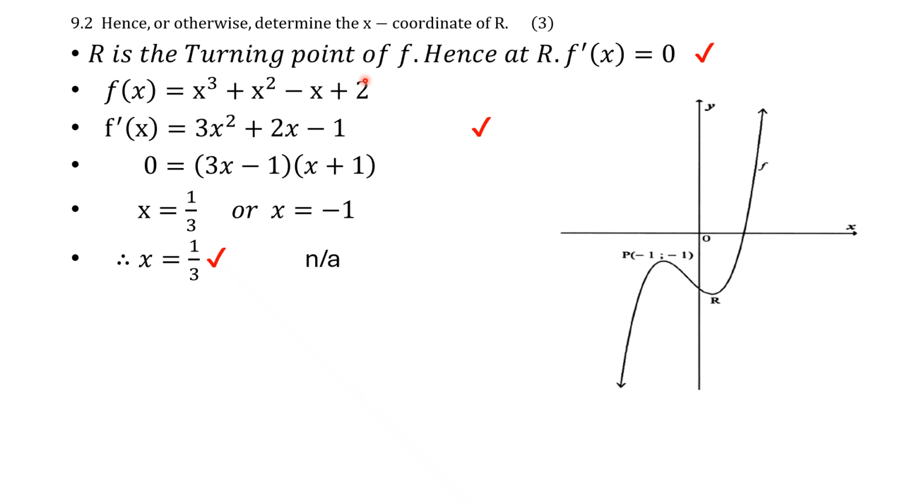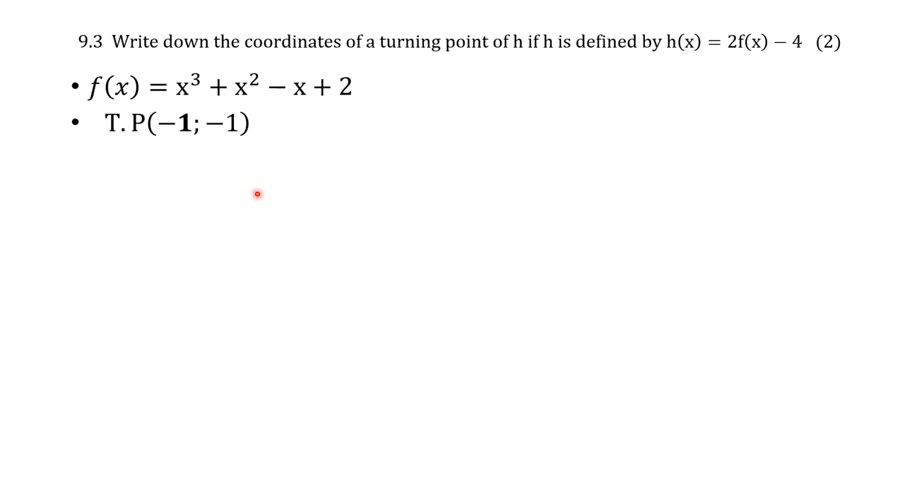Alright, so let's look at the next question. Right, so for 9.3 they say write down the coordinates of the turning point of h, if h is defined by h of x equals 2 times f of x minus 4, for 2 marks. So there we're working with f of x, the function. So we know f of x is x cubed plus x squared minus x plus 2. And we had a turning point at minus 1 and minus 1. For r, I didn't find the y value, so I'm not using r, but only the value of p, which is minus 1 and minus 1.